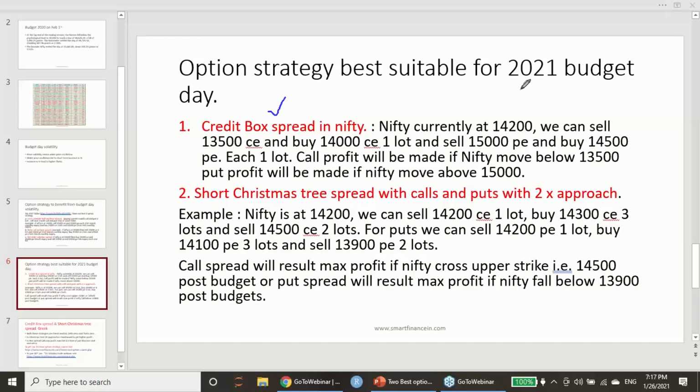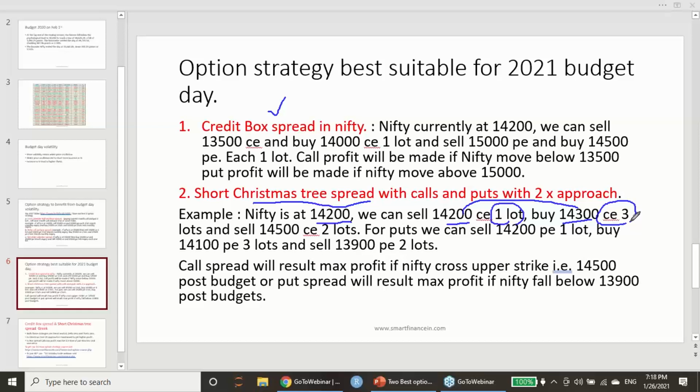These two things we need to understand very carefully. What is a short Christmas tree spread in the call and put? I've given a very simple example. If Nifty is at 14,200, you can sell 14,200 call option one lot. Next strike, because 50 also you have a strike, 14,250 also you have a strike, but liquidity issue will be there. 14,300 call option you buy 3 lots.